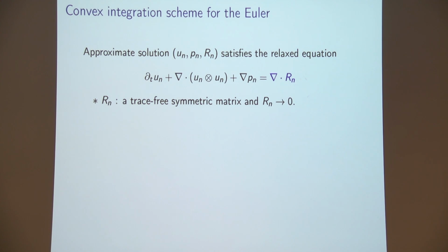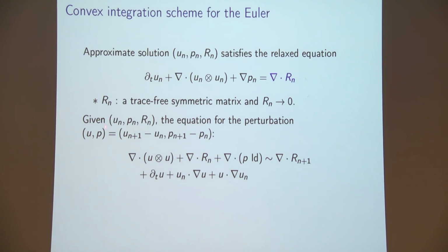Then 0 is the trivial solution. So here, we're going to construct the non-zero weak solution based on an induction scheme. Then at each step, we require the approximate solution to satisfy the relaxed equation, which allows the error of the form divergence of a trace-free symmetric matrix. And of course, this error should converge to 0 to make the limit satisfy the original equation.